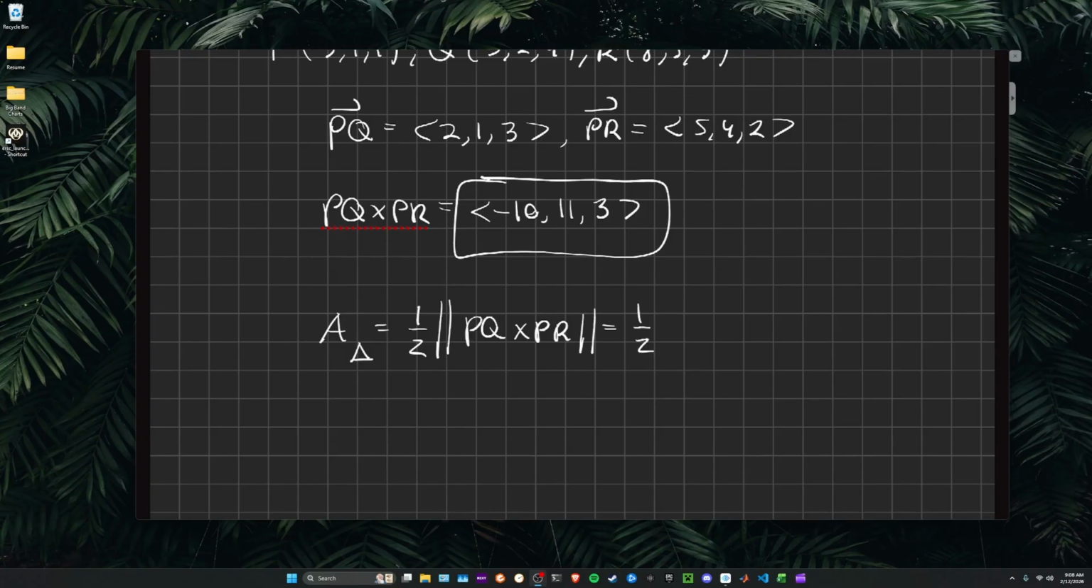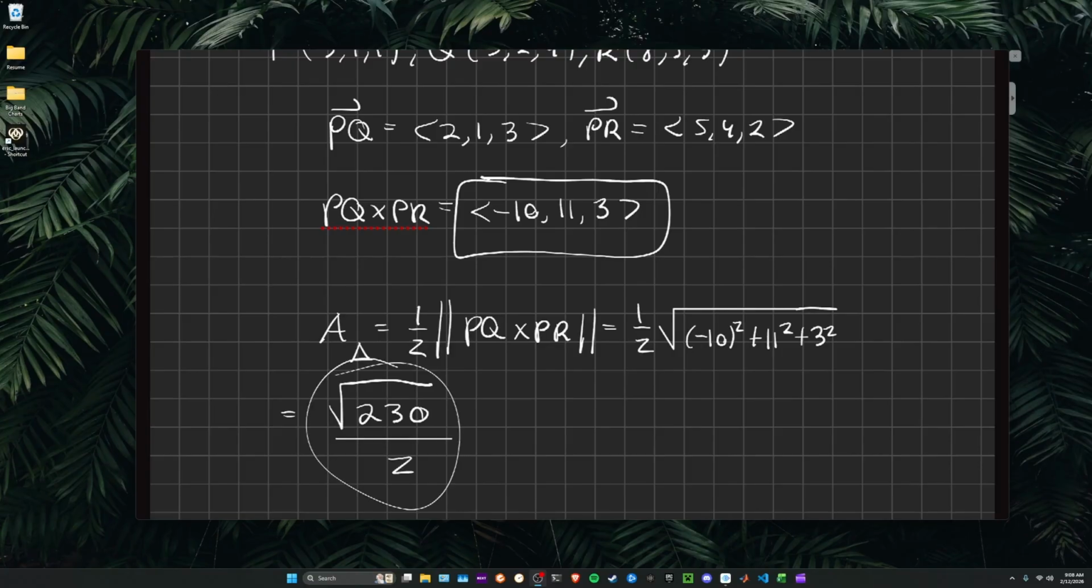So this would be 1/2 times the square root of negative 10 squared plus 11 squared plus 3 squared. So this comes out to be 100 plus 121 plus 9, which is 230, square root of 230, and then times 1/2. So I'll just divide the whole thing by 2, and that's our answer. Okay.